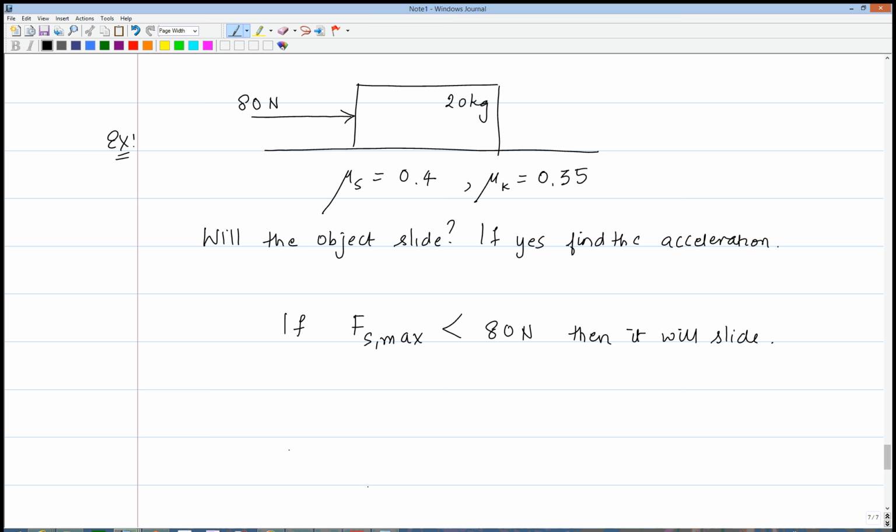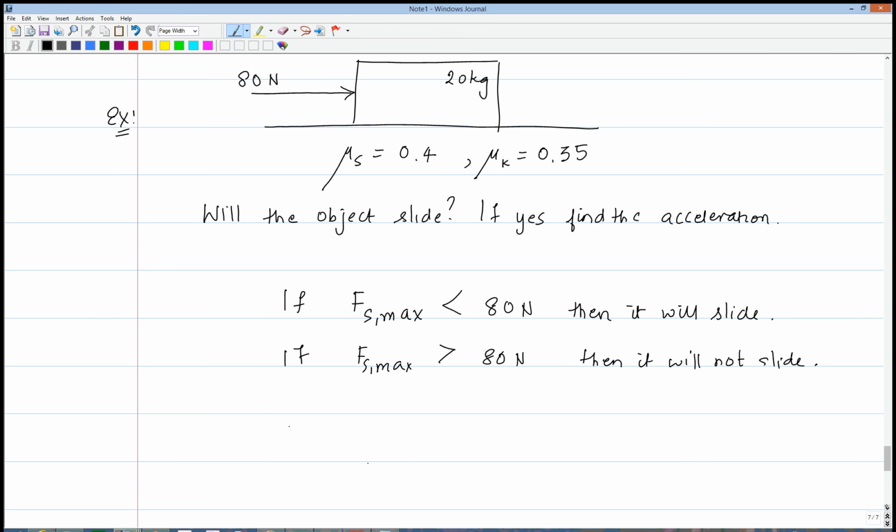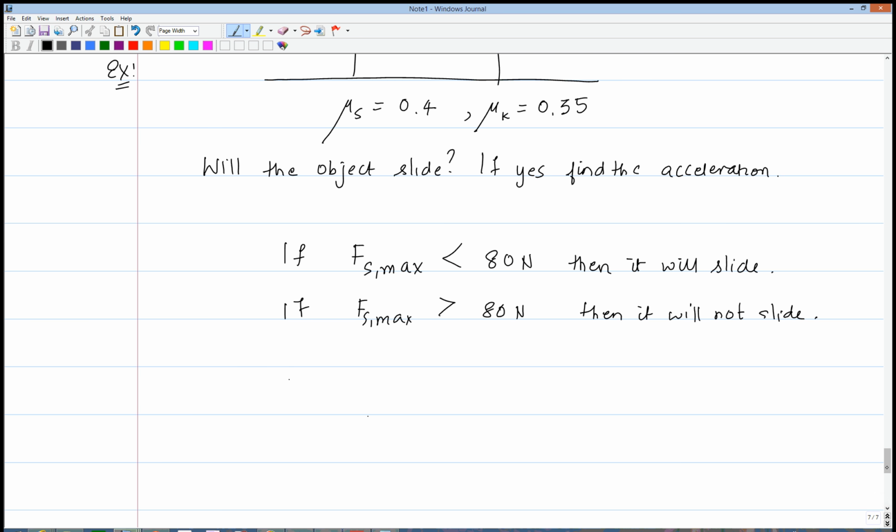And if Fs max is greater than 80 newtons, which means that the pushing force is less than the Fs max, then it will not slide. So in order to answer the first question, we first must figure out what Fs max is. So let's go ahead and do this.